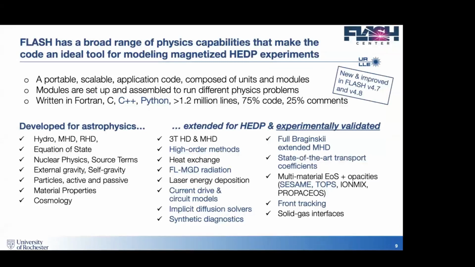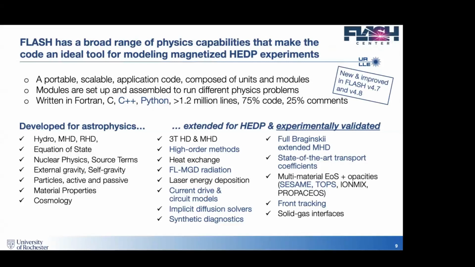Flash is a very big code. It's 1.2 million lines of code that encompass a number of capabilities that we had to expand for high-density science. I will not bore you with the details, but essentially it has all of the capabilities that one would require to apply this code for laser-driven and pulse power-driven high-density science experiments, and has been experimentally validated to a degree that other codes have not.